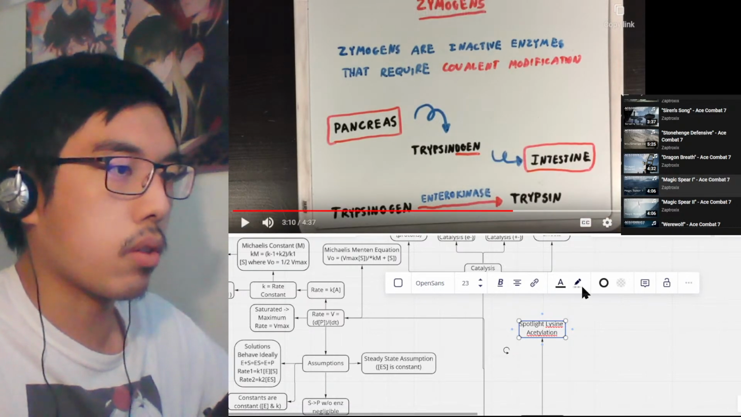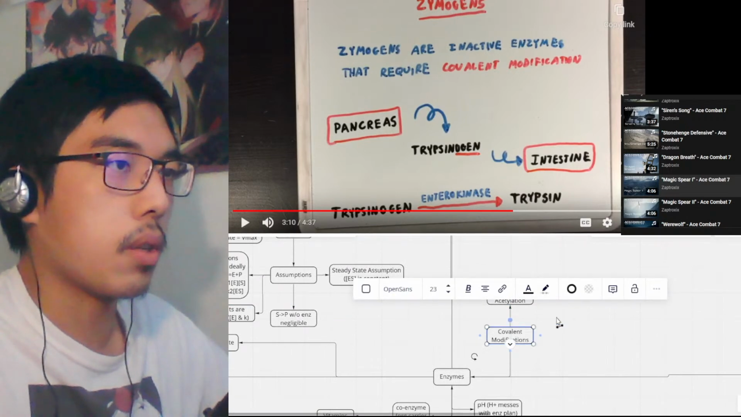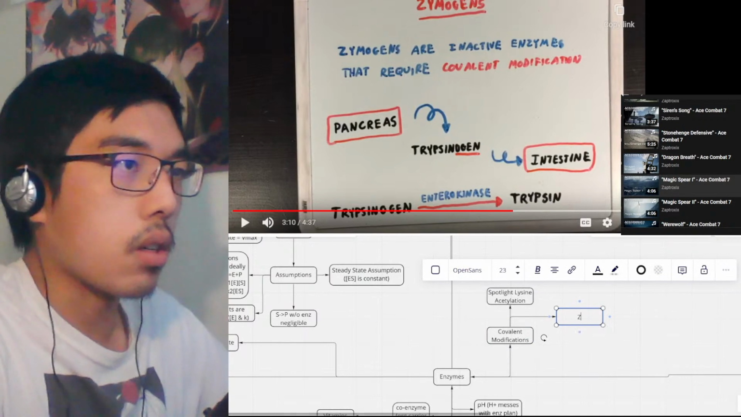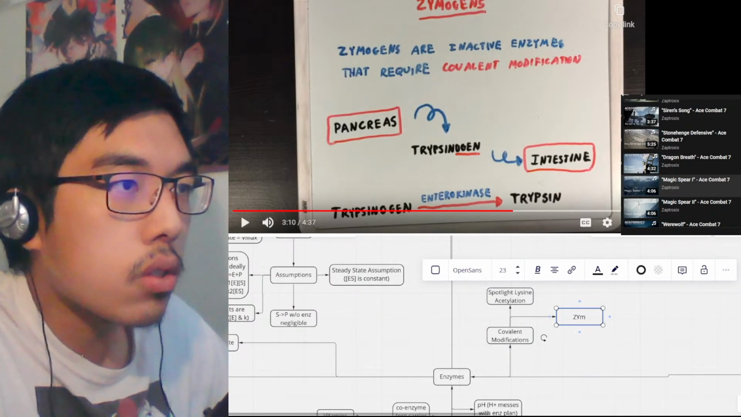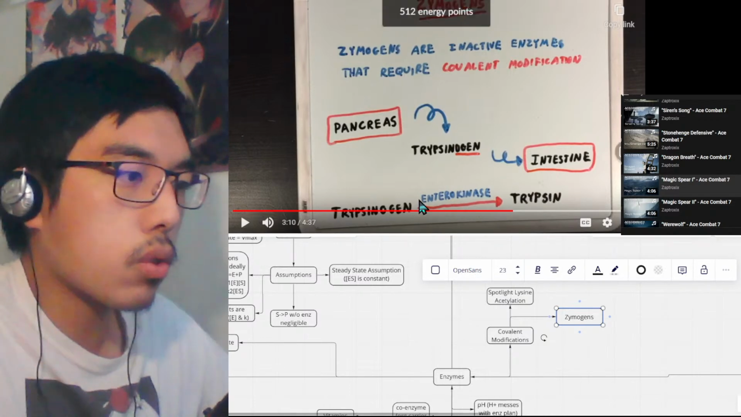Inactive enzymes that require covalent... Okay. I know that that is an example. I know that lysine acetylation is an example, and I want to include that. Zymogens are the ones that should be included for sure, though.